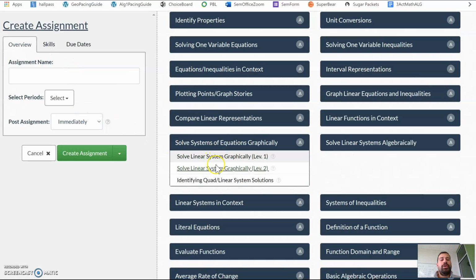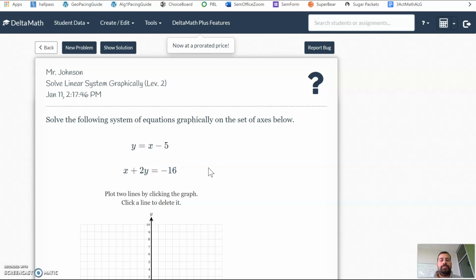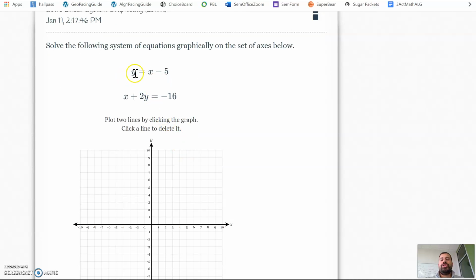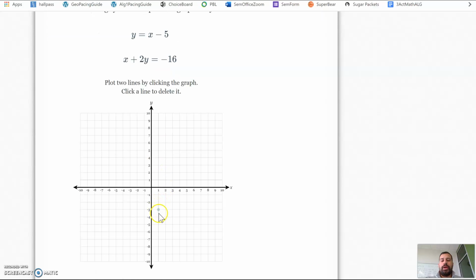So the next skill, you've got 3 questions from this skill. And in this one, you're going to notice that one of the equations is not in slope-intercept form. So before you graph it, you're going to want to change it to slope-intercept form. The first equation here is in slope-intercept form, so I'm going to graph that one. Down at -5, that's my y-intercept. My slope is 1, up 1, over 1.